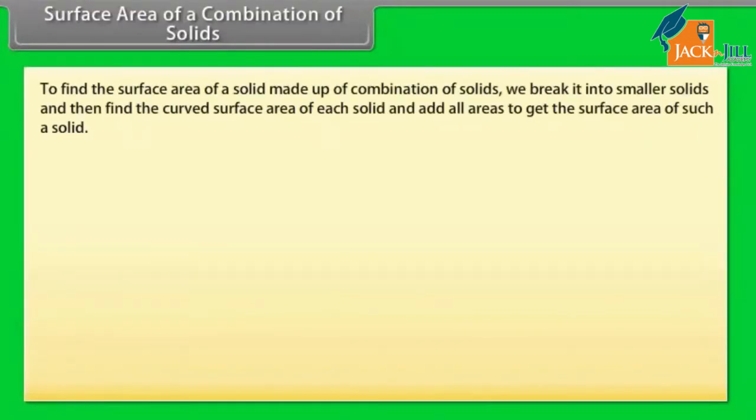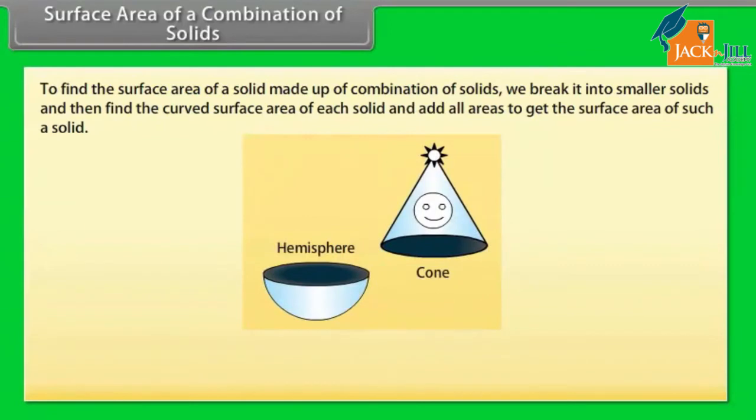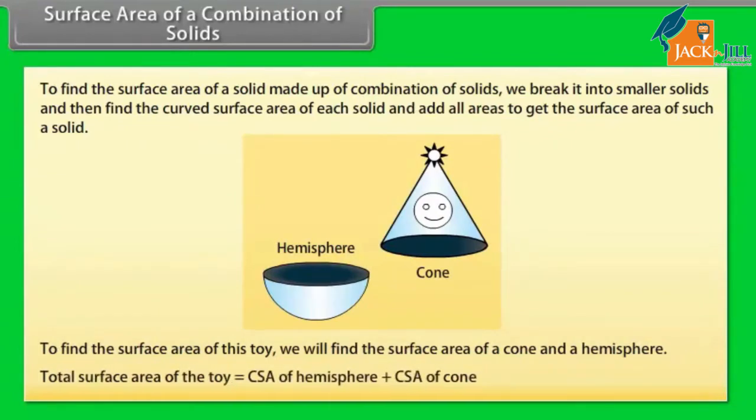Surface area of a combination of solids. To find the surface area of a solid made up of combination of solids, we break it into smaller solids and then find the curved surface area of each solid and add all areas to get the surface area of such a solid. For example, look at this toy. This toy is a combination of a cone and a hemisphere. To find the surface area of this toy, we will find the surface area of a cone and a hemisphere. Or we can say that the total surface area of a toy will be equal to the curved surface area of hemisphere plus curved surface area of the cone. Let's solve some examples to find the surface area of combination of solids.